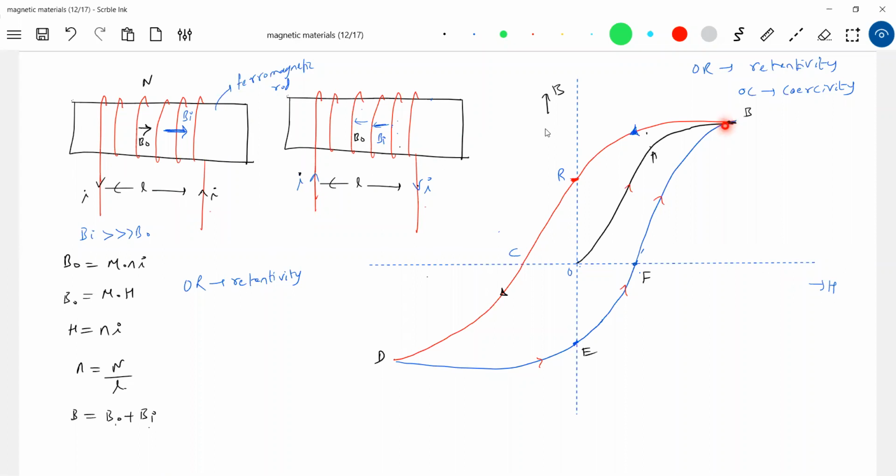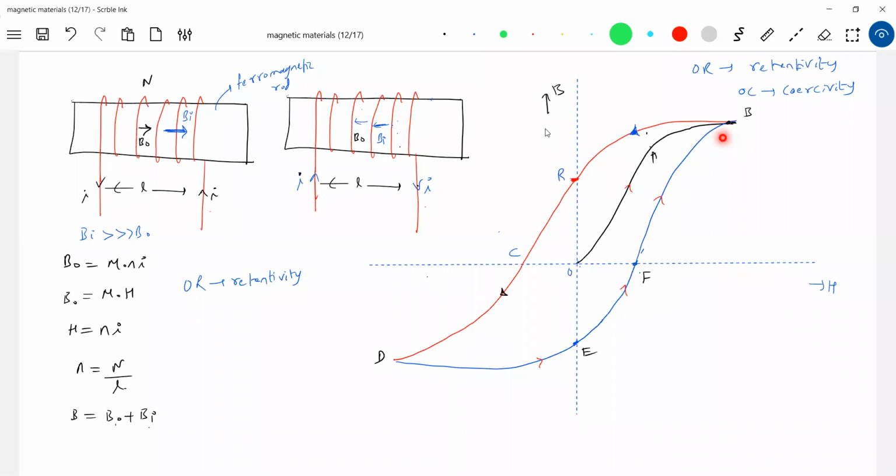It started from here, it is here only. Then I go and calculate the energy. That energy will be lost as heat in the material. So the hysteresis curve becomes very important. The area under the curve will help us to differentiate the different types of materials, classify the materials.